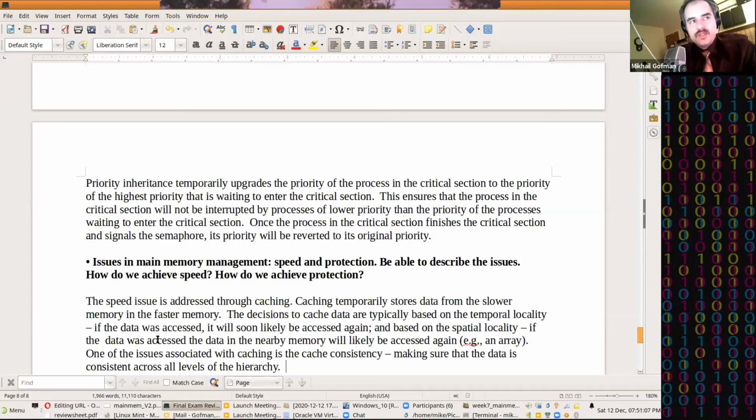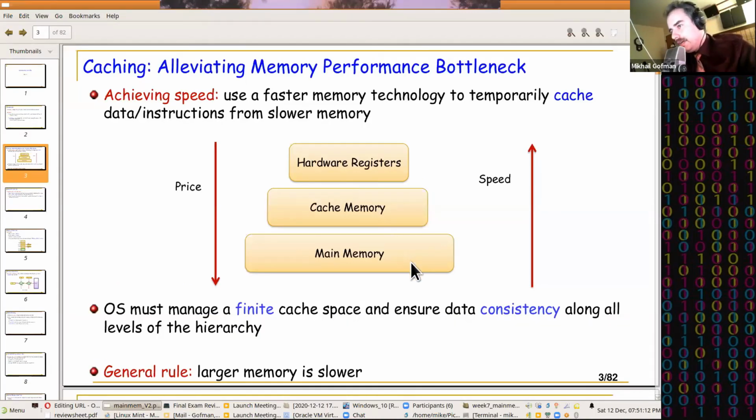Okay, like that. And so basically, let's say that I take a data from the main memory and I temporarily cache it in the cache memory. And let's say that I update the data in the cache memory. What's going to happen then? Well, we need to make sure that if somebody accesses that same data from the main memory, that that data will have the same up-to-date value as the value in the cache memory. Okay, that's basically the idea.